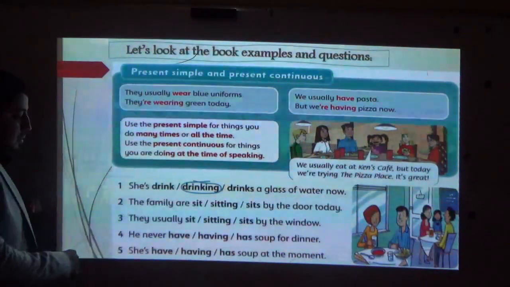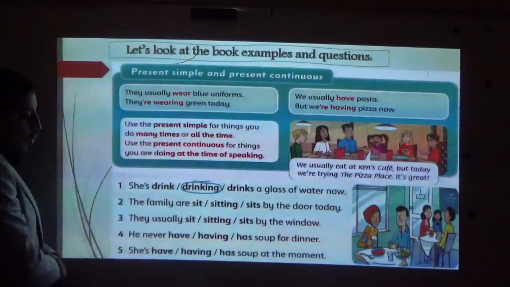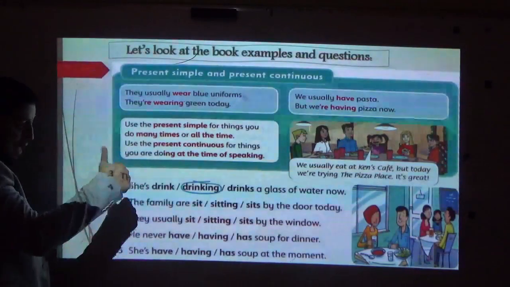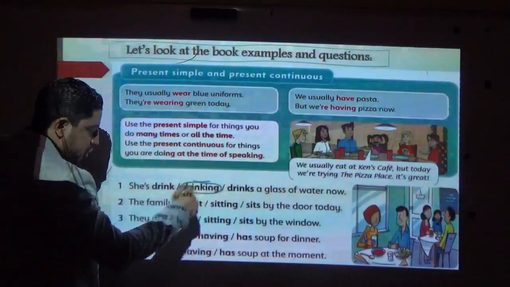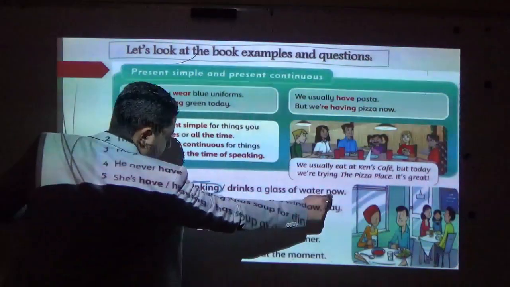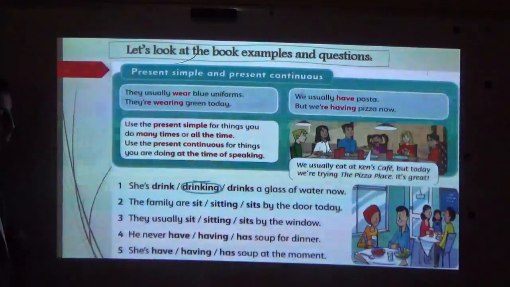Look at this sentence. We use drinking. Why? Because we have is. We use am, is, are, plus verb, plus ing. So we have is, we have to use drinking. And we have now, something is happening at the moment.